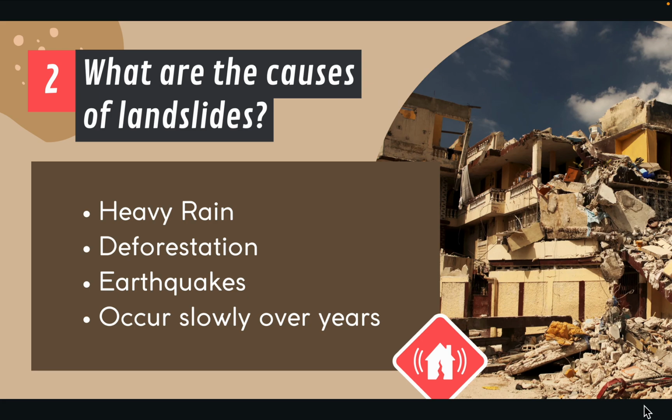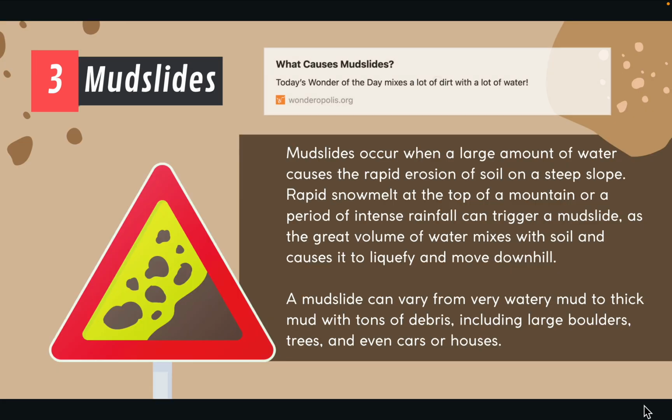Okay, next one is earthquakes. So earthquakes can trigger landslides as the ground shakes and dislodges the upper layers of rock. Okay, and again, the last one occurs slowly over the years, which is quite obvious, within the climate.